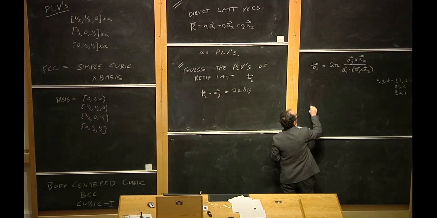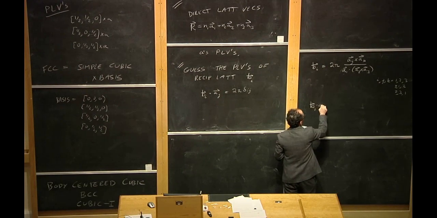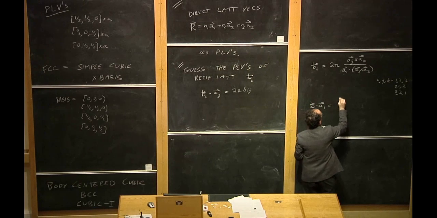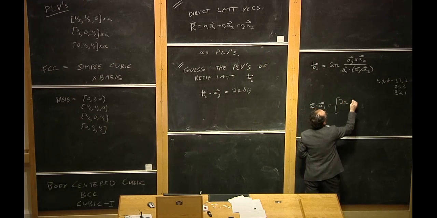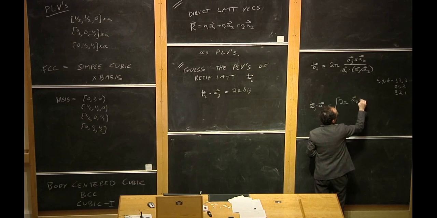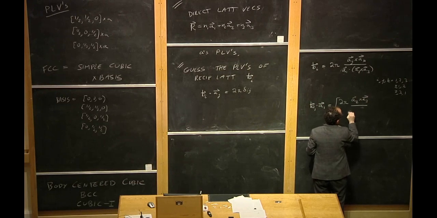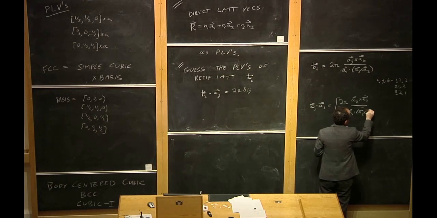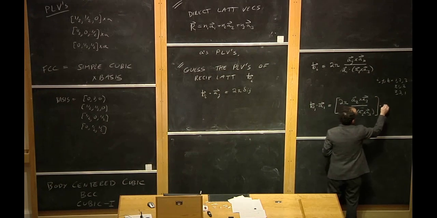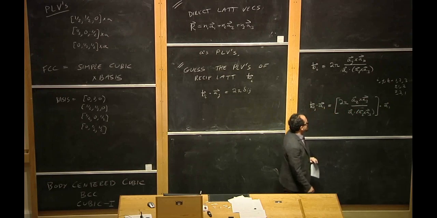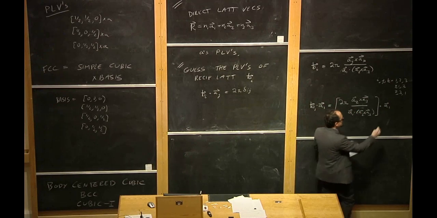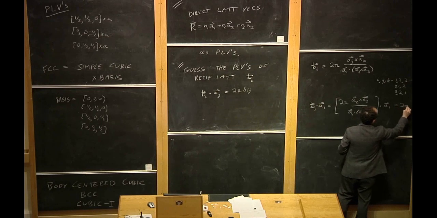So let's take, for example, B1 dotted with A1. We'll write out B1. B1 is 2 pi A2 cross A3 over A1 dotted with A2 cross A3. And then we want to dot that into A1. And we see that the numerator and the denominator are actually identical. So we just get 2 pi, as we're supposed to.